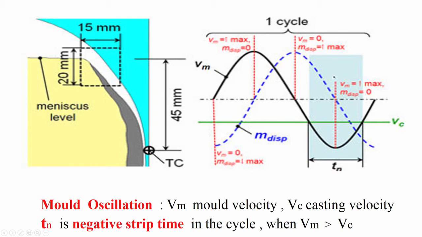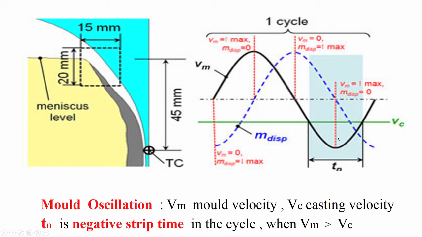So, this is basically the negative strip time, that is what is important to understand. Is it okay? What I am trying to tell you is that there is a phase lag between the mould displacement and the mould velocity. Whenever the mould velocity is highest here or maybe here, you find that the mould displacement is 0, it is at the neutral point, and vice versa.